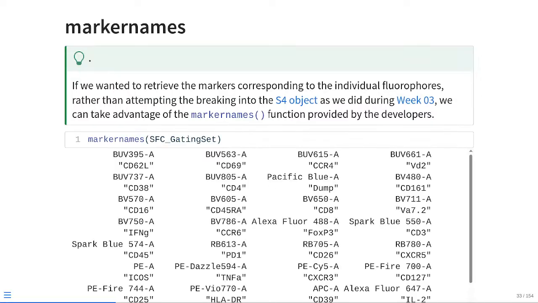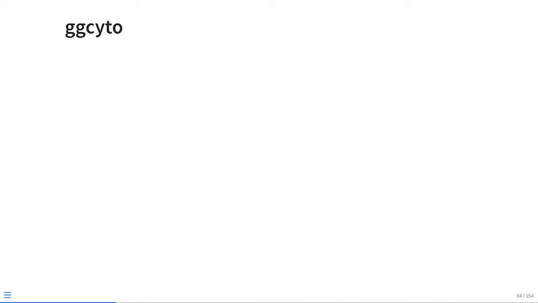And sure enough, if we do this, we get back what looks to be a named list. As you can see, we have the fluorophore still shown, but then the actual value underneath corresponding to the markers is showing up. So this is a named list, kind of like what we've encountered in the past.